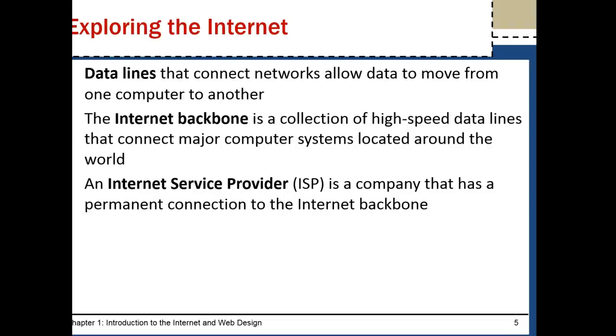Data lines, again, are what connect networks and allow data to move from one computer to another computer. The internet has a backbone. What is a backbone? It is a collection of high-speed data lines that connect major computer systems located around the world. And then we have an ISP, or maybe you've heard of it, Internet Service Provider. It's a company that has a permanent connection to that internet backbone around the world.